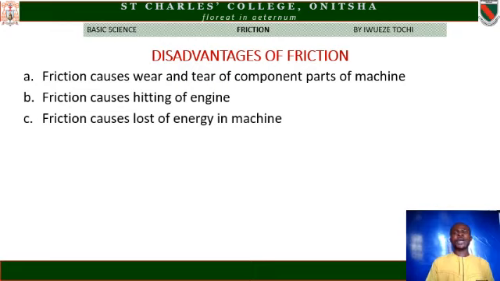B. Friction causes heating of engine. When a moving part of a machine is moving over another, that is rubbing over, even when you are rubbing your two palms together, as you continue to rub them vigorously, you see that at a certain time the palms become hot. That is as a result of friction. C. Friction causes loss of energy in machine.